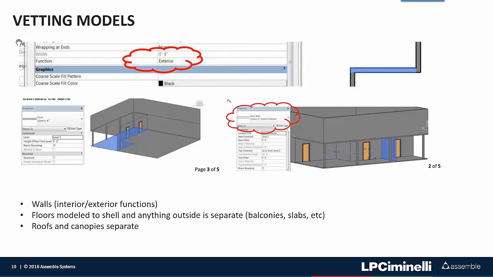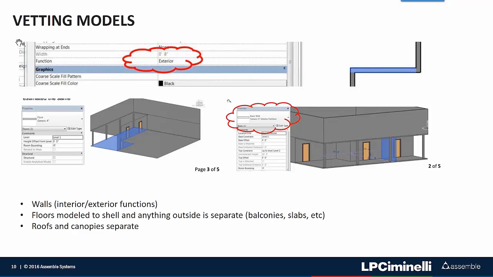Great. So along with that came vetting models. So like David said, we would receive models from architects and engineers, and we really needed to understand how well these models were put together. Some of the things like wall functions, floors, and roofs. And David can talk a little bit more about creation of a spreadsheet to vet models and understanding the quality.